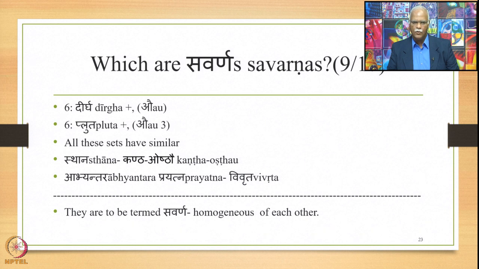Then we have Au, which has got 12 varieties. All these, they have similar sthana, namely kanthoshthau, and abhyantara prayatna, namely vivruta. And so we have these 12 varieties, which are to be termed as savarna or homogeneous of each other.